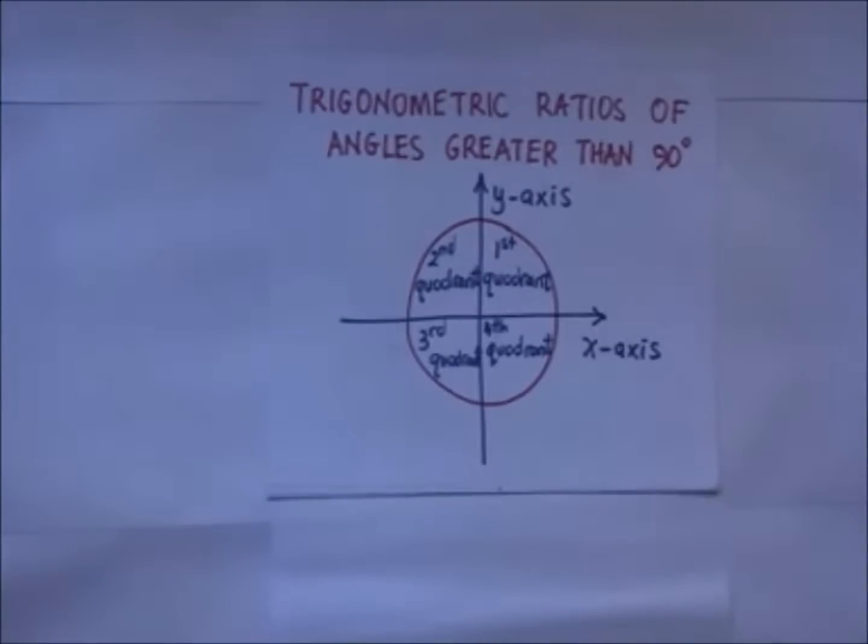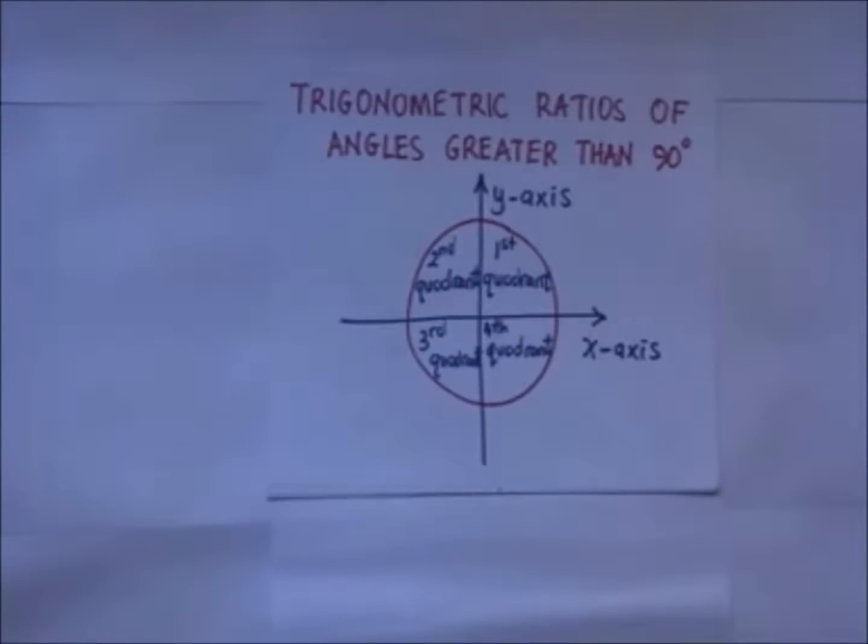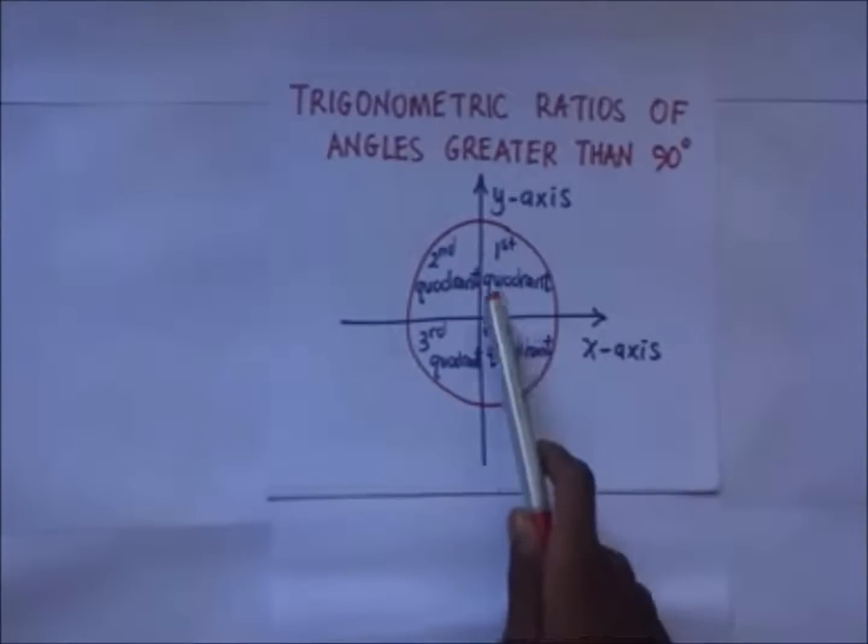Now, just like before, you've realized that we've been dealing with acute angles. And all trigonometrical ratios of angles that are lying between 0 and 90 degrees are positive. However, trigonometrical ratios of angles that are greater than 90 degrees may be positive or negative depending on the size of the angle and the quadrant in which they are in. Now, by quadrant, this is what I mean.